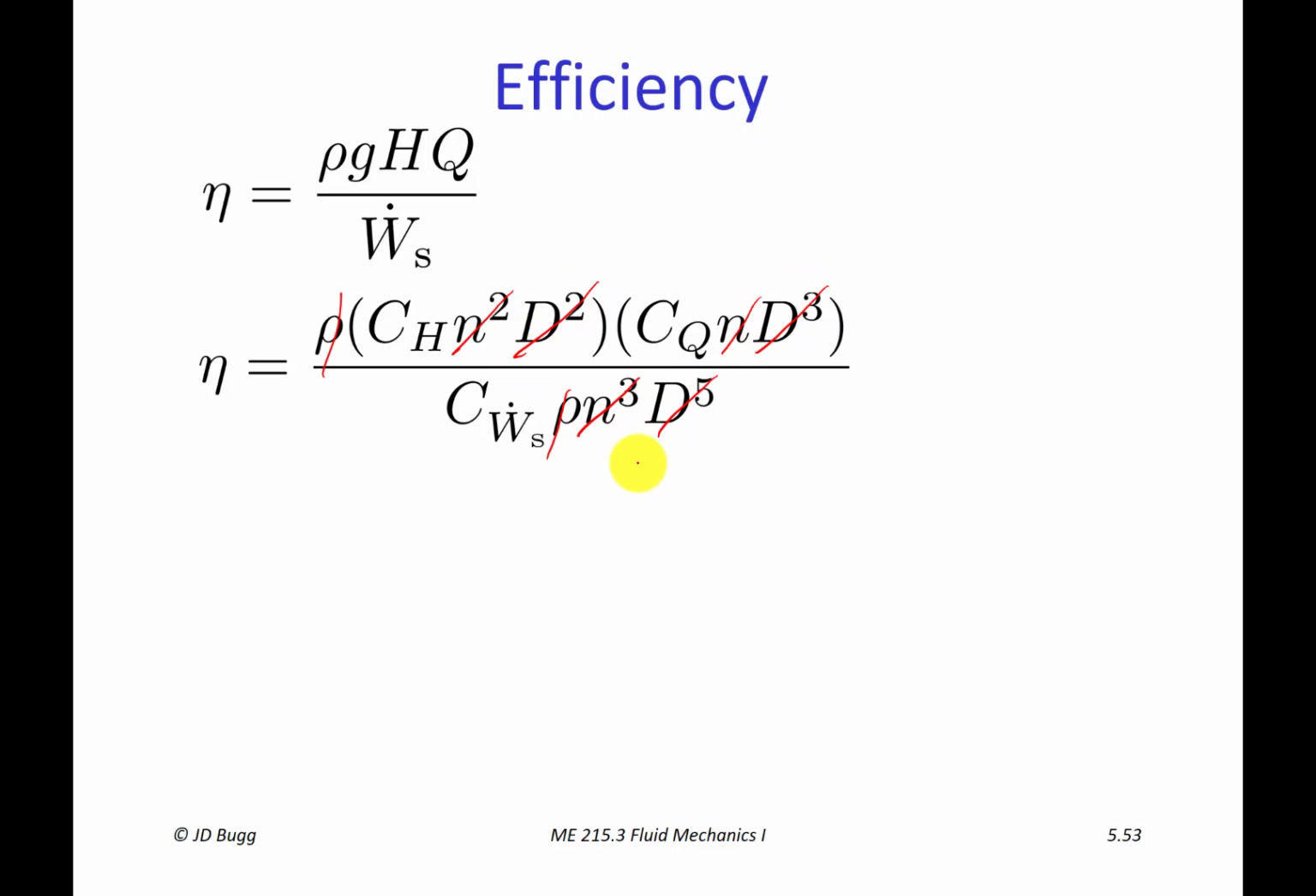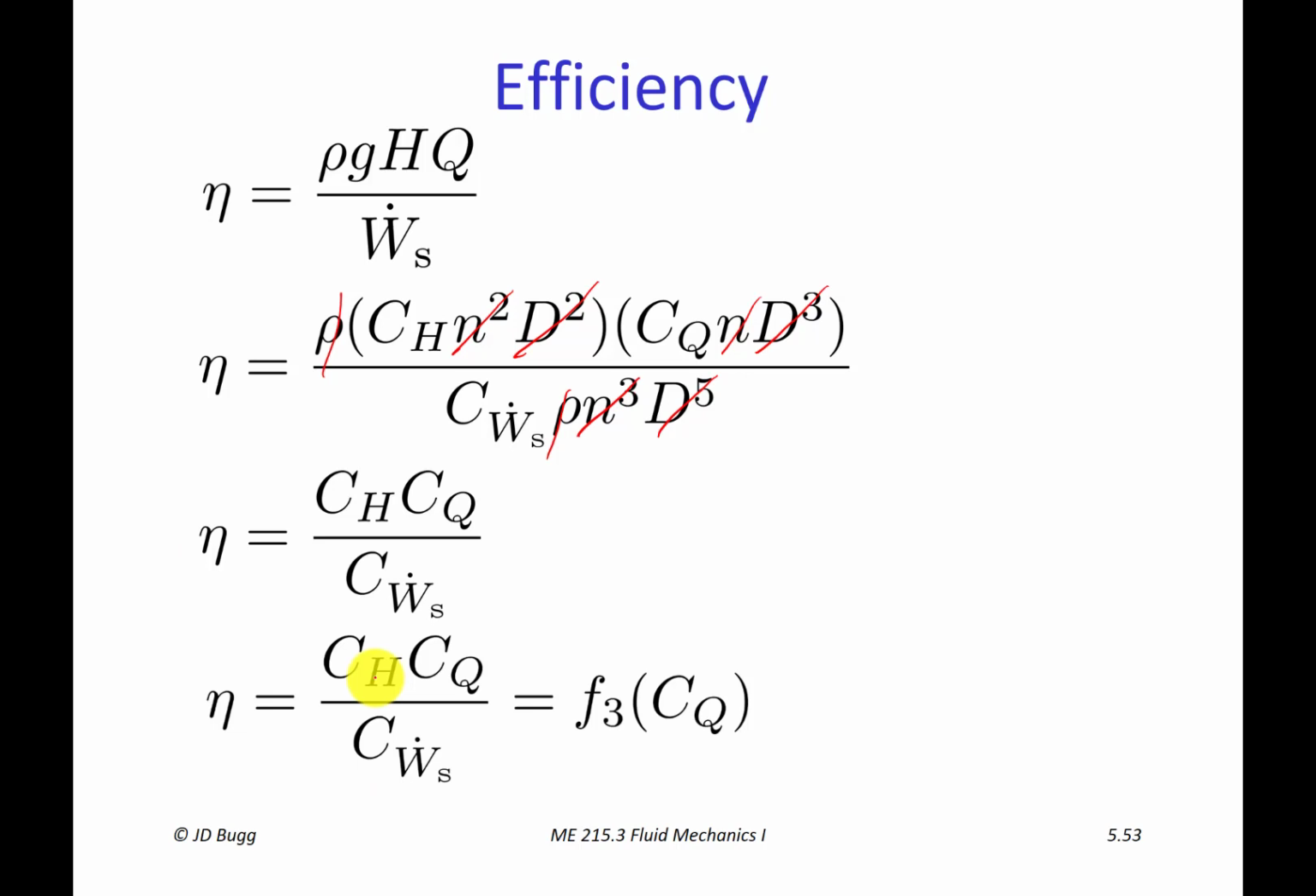So it turns out that the efficiency is just the head coefficient times the capacity coefficient divided by the power coefficient. So when we're scaling a pump, if these three dimensionless quantities are kept the same, which the scaling laws say we should do, then that means the efficiency does not change. Really, you can just think of it as a fourth dimensionless group, so it does not change either. Because the head coefficient and the power coefficient are both functions of the capacity coefficient, the efficiency can also be written just as a function of the capacity coefficient.